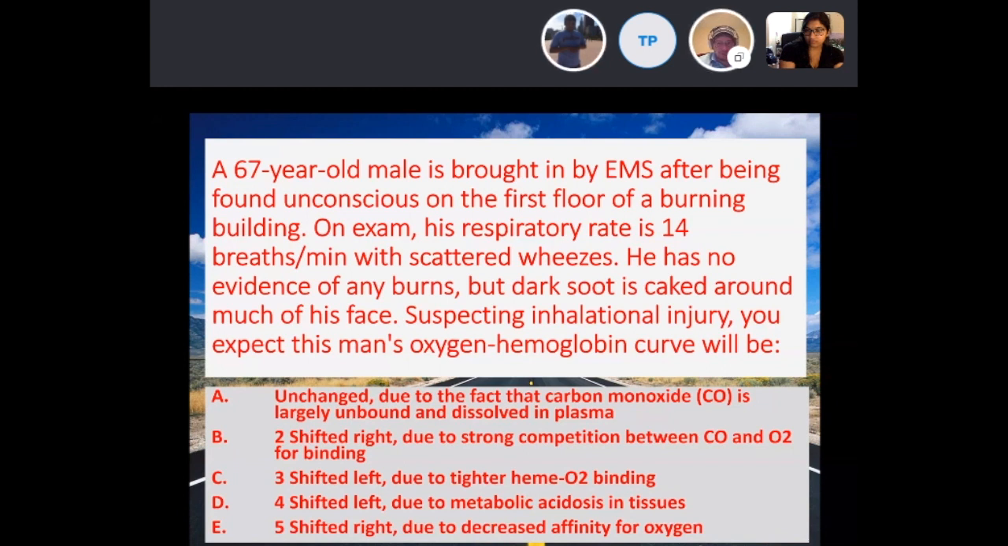A, unchanged due to the fact that carbon monoxide is largely unbound and dissolved in plasma. B, shifted to the right due to strong competition between carbon monoxide and O2 for binding. C, shifted to the left due to tighter heme O2 binding. D, shifted left due to metabolic acidosis in tissues. E, shifted to the right due to decreased affinity for oxygen.